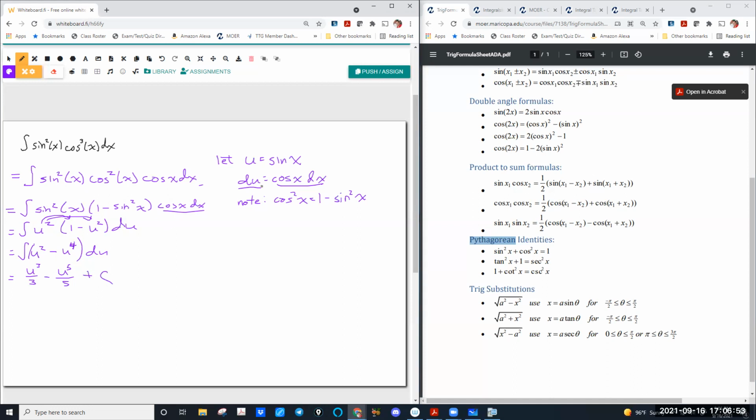And as we've discussed before, our last step is to substitute back. So sine cubed x over 3 minus sine to the fifth x over 5 plus c. And there is our antiderivative.